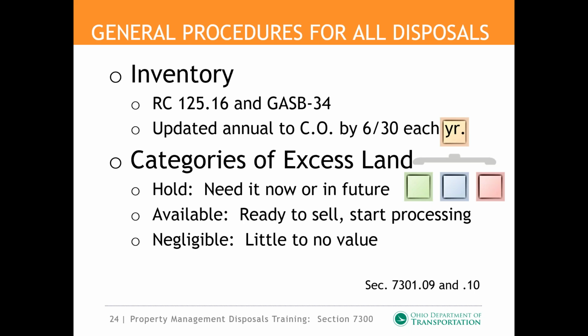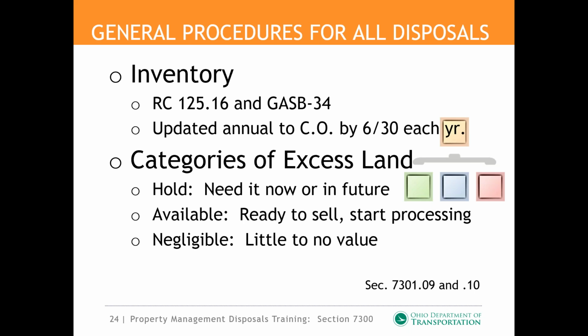An excess land parcel may be placed in the hold category for one of the following reasons. The parcel is required for a current or future project, a public agency by a formal written request has expressed an interest to acquire the specific parcel for a public use, or the property is being held for optimum future return. You can categorize an excess land parcel as available for sale, which means processing the parcel for disposal should be done as soon as practicable.